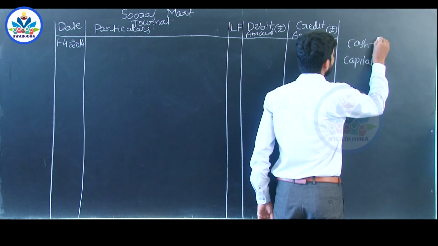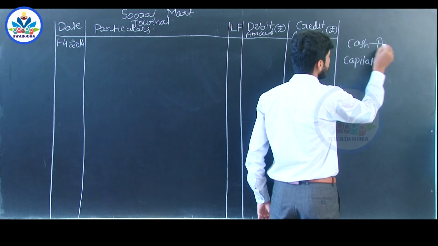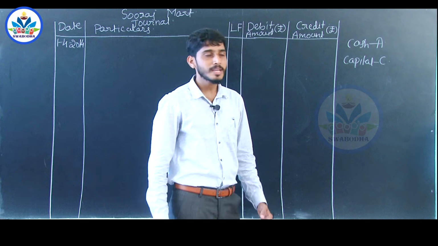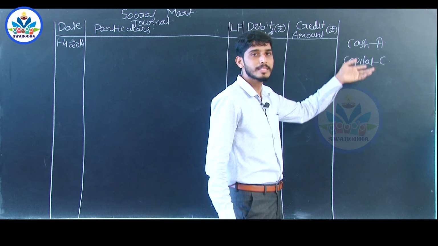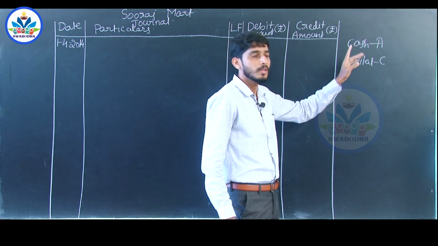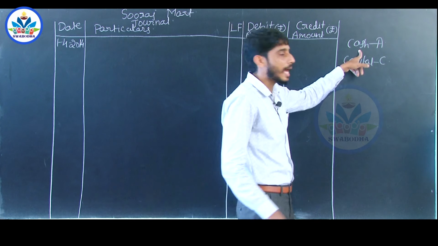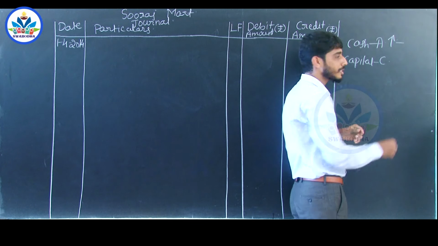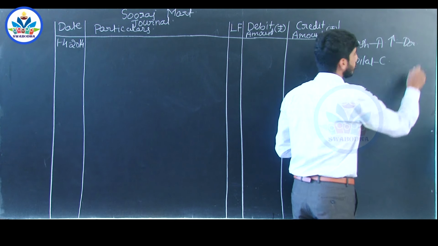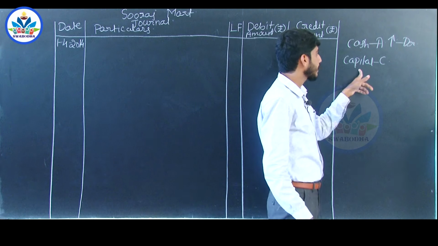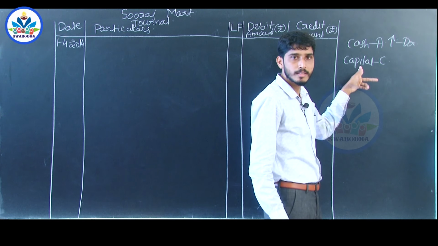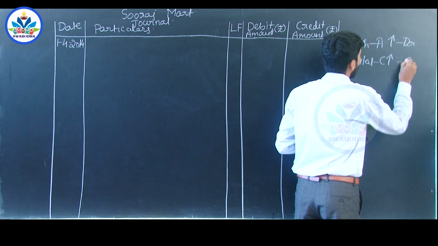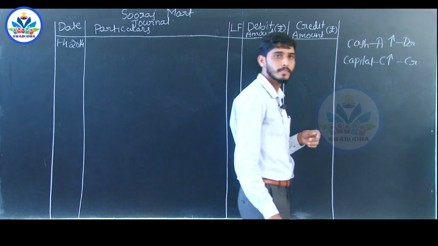Next, find out which class of accounts. Cash is an asset, capital is capital. The next step, you have to find out whether the value has increased or decreased. The cash value has been increased. The rule says increase in an asset has to be debited. Capital value also increases, and the rule says increase in the value of capital has to be credited.